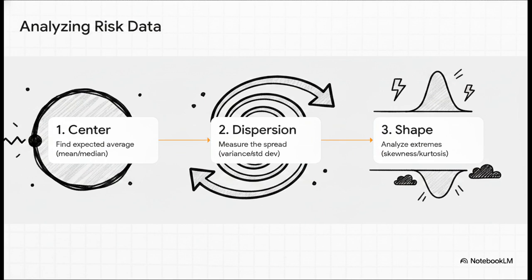First, we find the middle. We calculate central tendency using tools like the mean or median to find the expected average. Second, we measure the spread. We calculate dispersion using variance or standard deviation to see just how far the actual returns tend to wander away from that expected middle. And finally, we analyze the extremes by looking at the shape of the distribution using skewness and kurtosis. Because let's face it, a high return means absolutely nothing if the variance is wildly unpredictable and the shape implies a massive catastrophic downside risk.